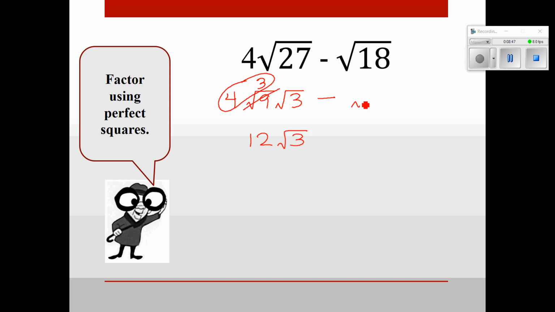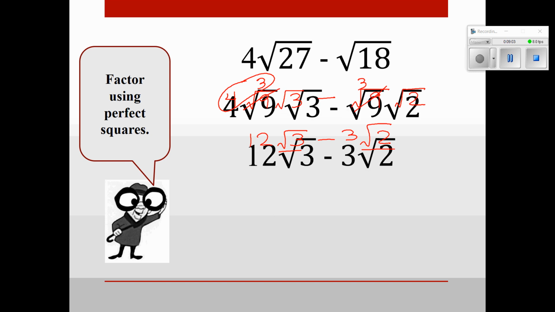With the next term, I can break this into 9 root 2. I can take the square root of 9, which is 3. So I'd have minus 3 root 2. Here, notice we do not have like radicals. So that would be our final answer. We can't simplify it any farther than that.